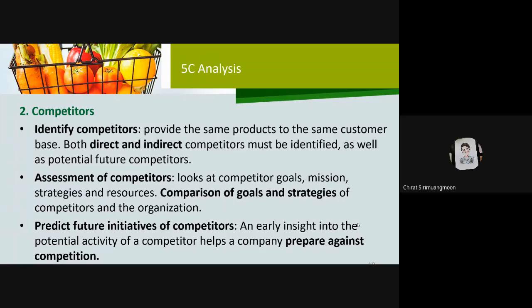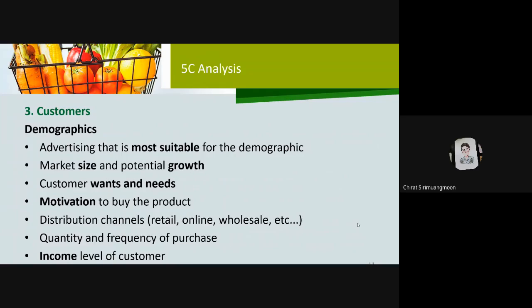The third one, predict future initiatives of the competitors. We just mentioned that it's not just current competitors fighting with you. Maybe your competitors are going to be future competitors and they are trying to hide something from you. So make sure that you're concerned about future competitors, because if they join the market, join the business war, make sure that you have some weapon to fight with them.